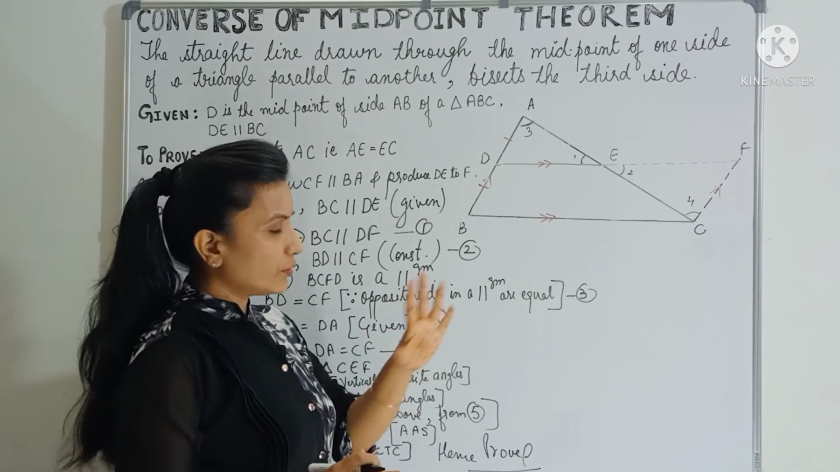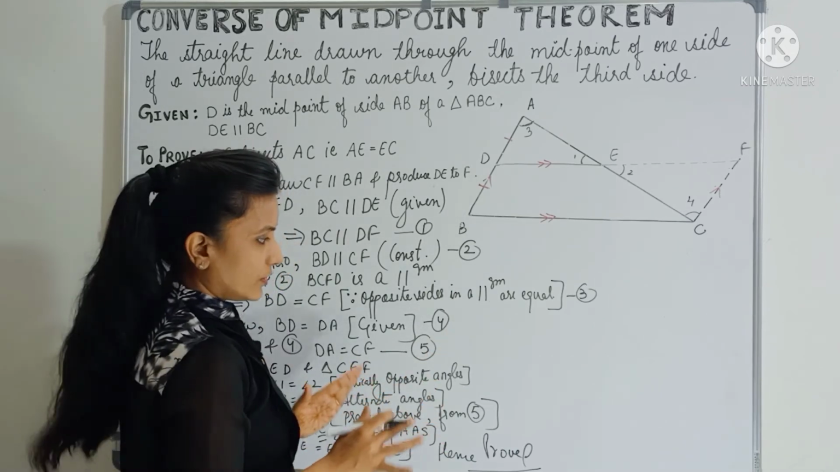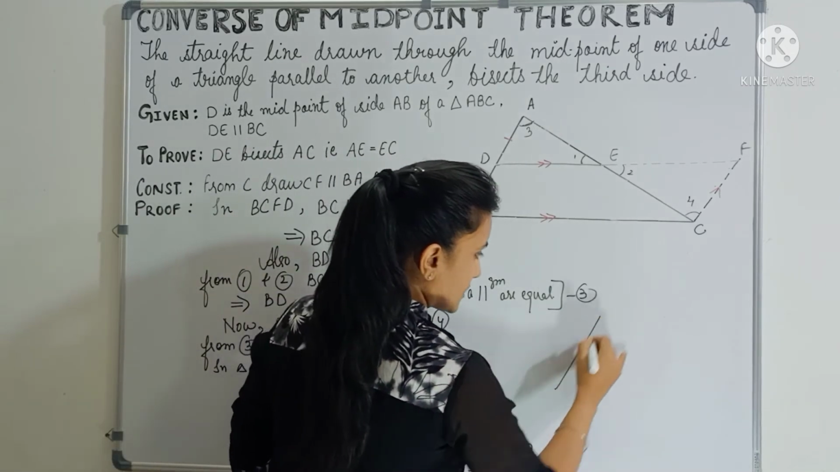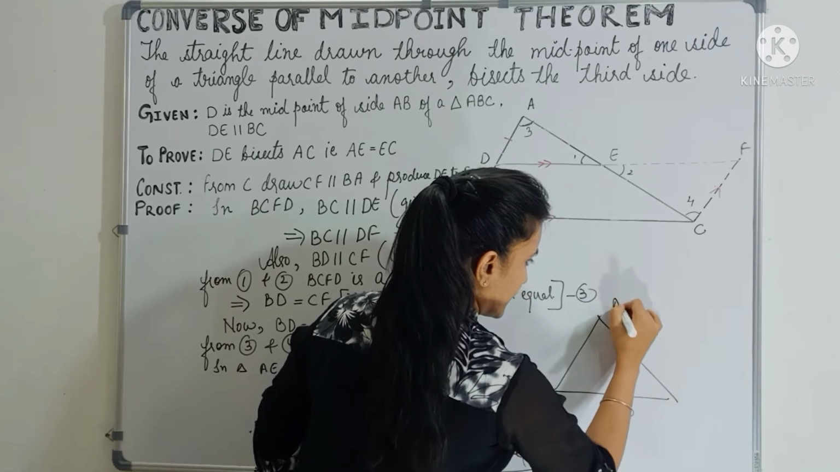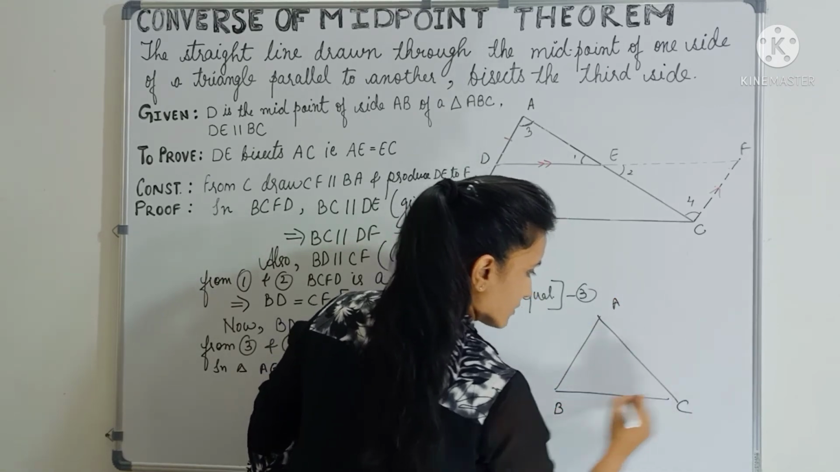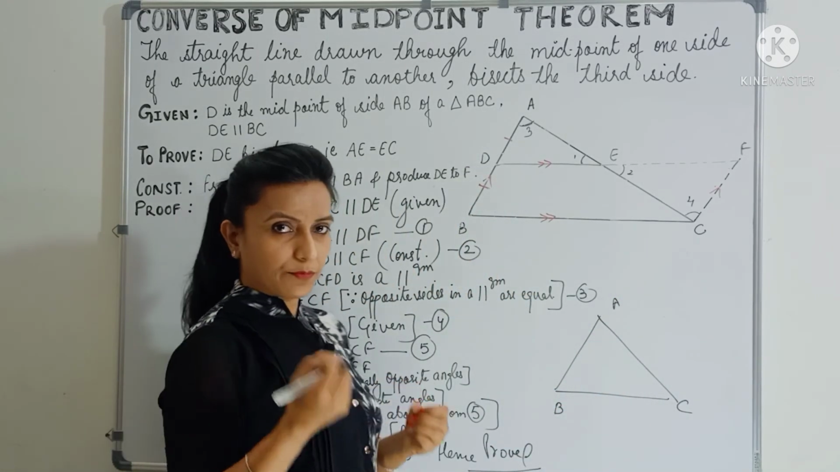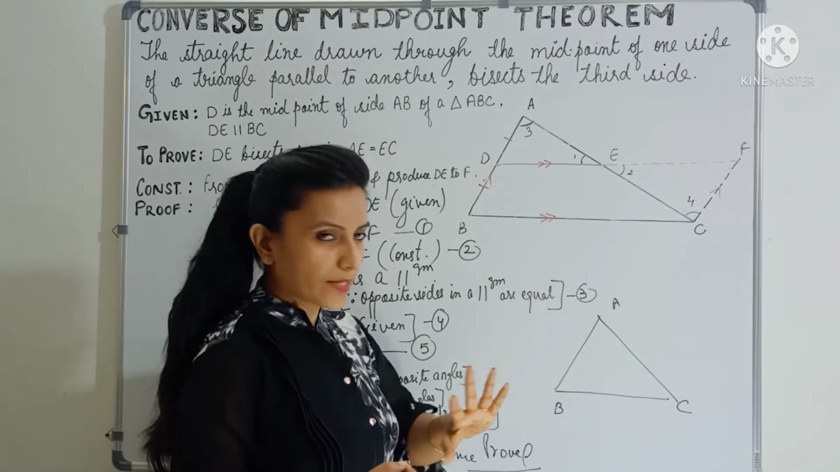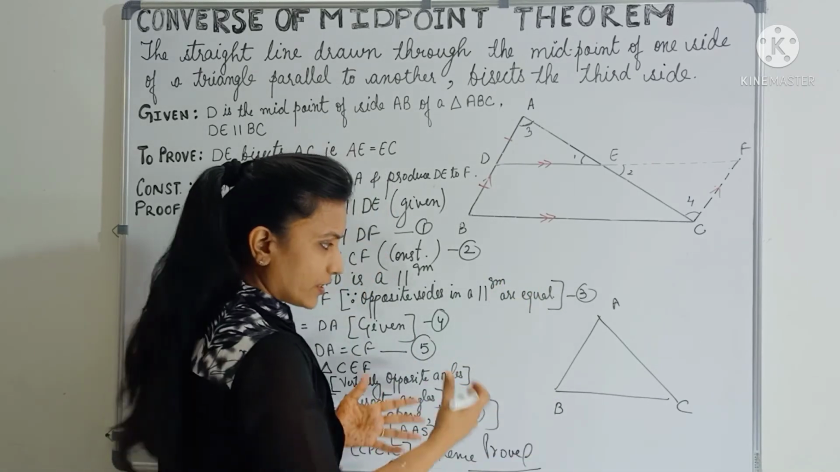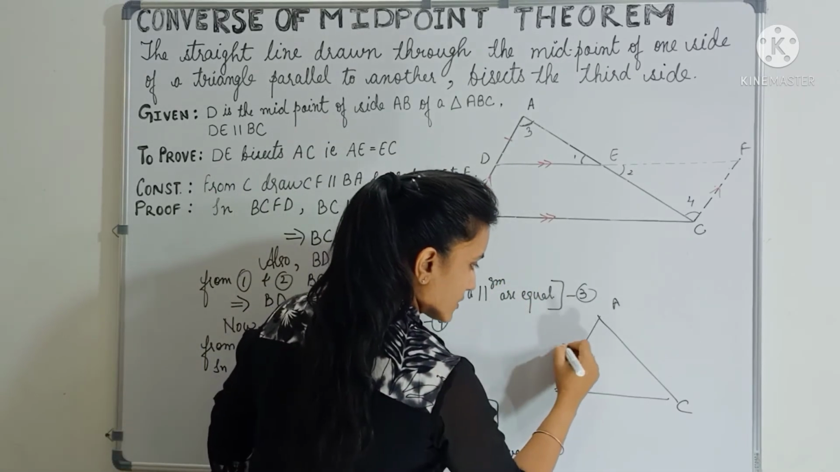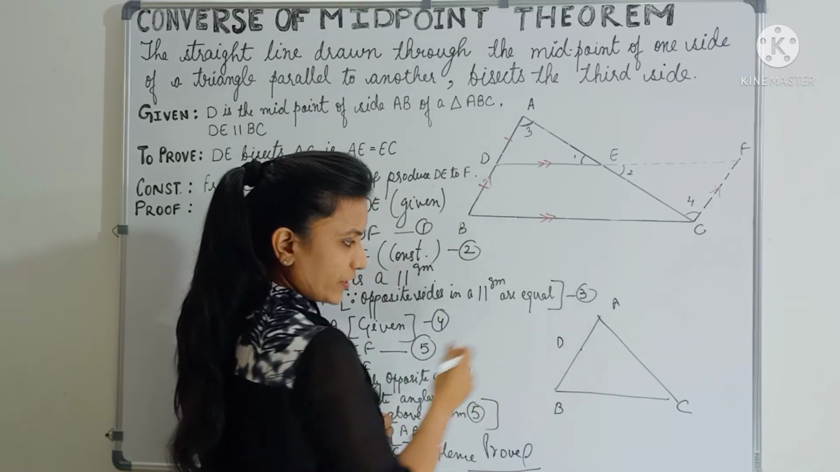Let me brief down the whole thing once again. So what was given? A triangle ABC is given, right? And you can take the midpoint of any one side of this triangle. You can choose any side. Let me choose this side. So D is the midpoint of AB, right?